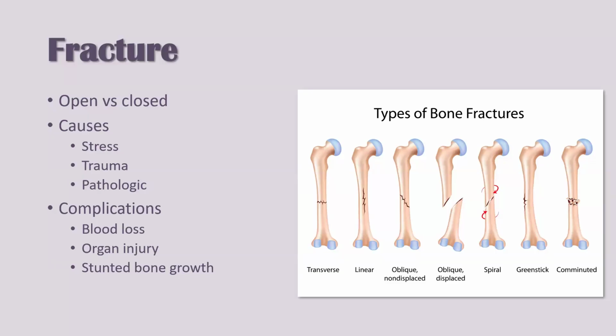In some instances, like osteogenesis imperfecta, the bone is so brittle that it just breaks with simple movements or with slight physical injury. Results from bone fracture can range from blood loss, injury to other organs such as the lungs when a rib breaks, and stunted bone growth if the fracture occurs near a growth plate in an individual who has not finished growing. And of course, pain is also a significant feature of bone breaks, so pain medication is generally necessary.